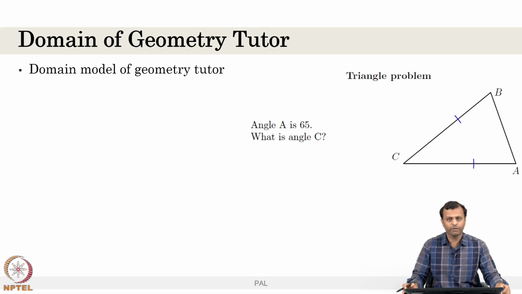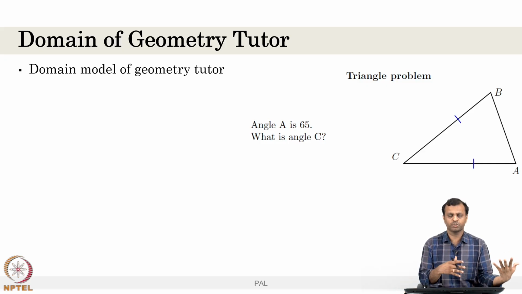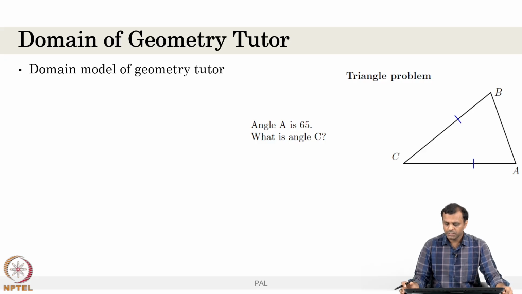So we'll do the second problem here. In this domain model of geometry tutor, it's the same cognitive tutor, but they have created it for geometrical problems. These two sides are equal, side BC and side AC are equal. Angle A is 65, this is 65. What is the angle of C? So how do you identify it?